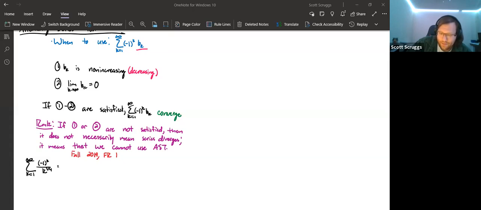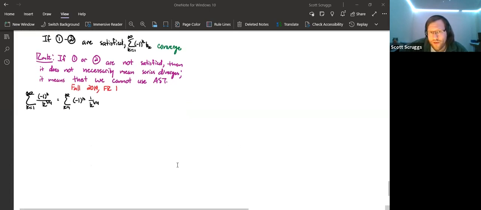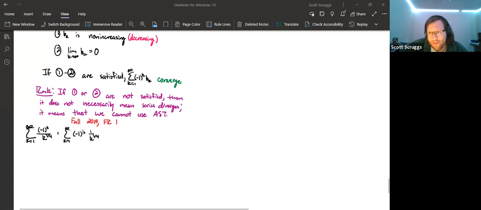Okay. So first thing I'm going to do, to make it clear what b_k is, I am going to move that (-1)^k over to be multiplied by 1 over k^(3/4). And that will act as my b_k for this problem. So let's check my conditions.